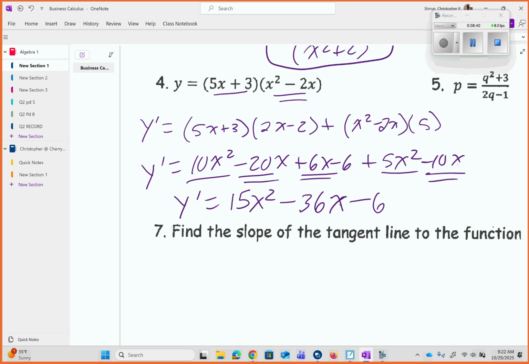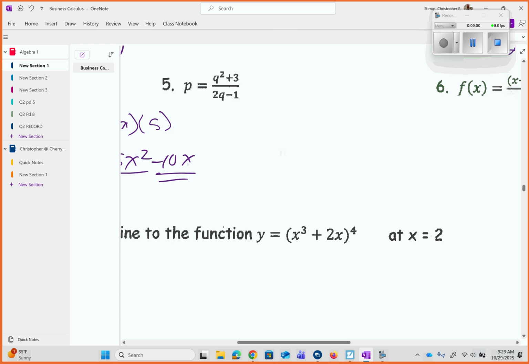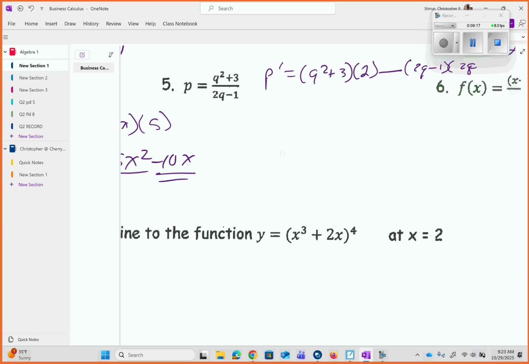Problem number 5 goes to the quotient rule, and the quotient rule is very similar to the product rule of how we do it, except the plus sign that's in the middle turns into a minus sign, and then you put it over the denominator squared. So I'll start the derivative up here. I have the top, which is just q squared plus 3 times the derivative of the bottom, minus the bottom times the derivative of the top. And it's all over the denominator squared.